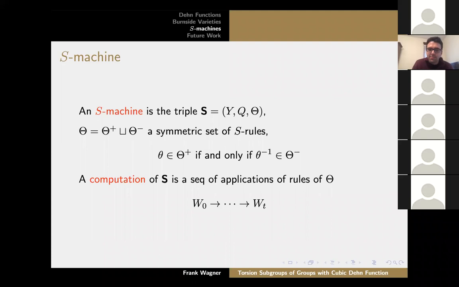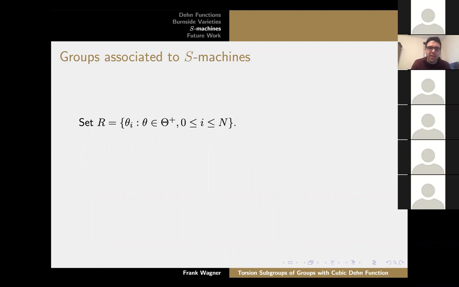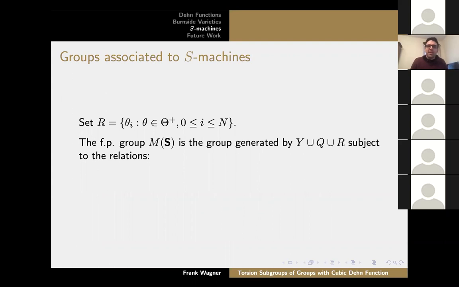Okay, so how does this relate to groups and how am I going to use this? Well, if we just take R to be the positive rules indexed from 0 to n, where n plus 1 is the number of subsets of Q that we take the disjoint union over, then we're going to define this finitely presented group M of S as being the group generated by Y, Q, and R, where R is really kind of all the thetas.